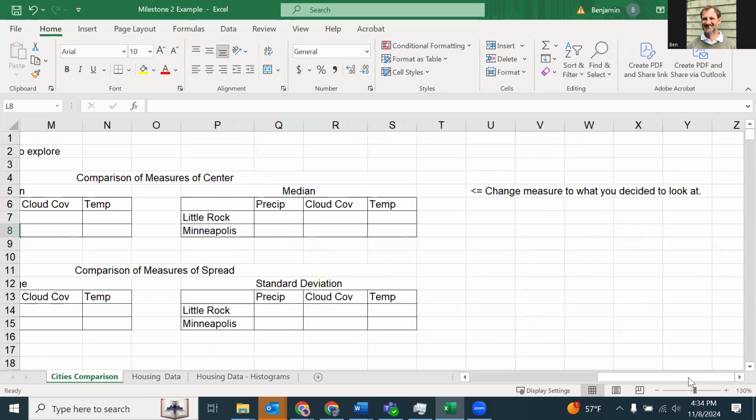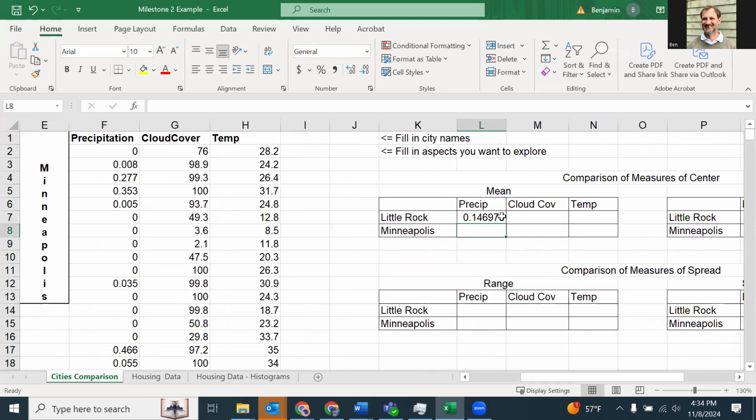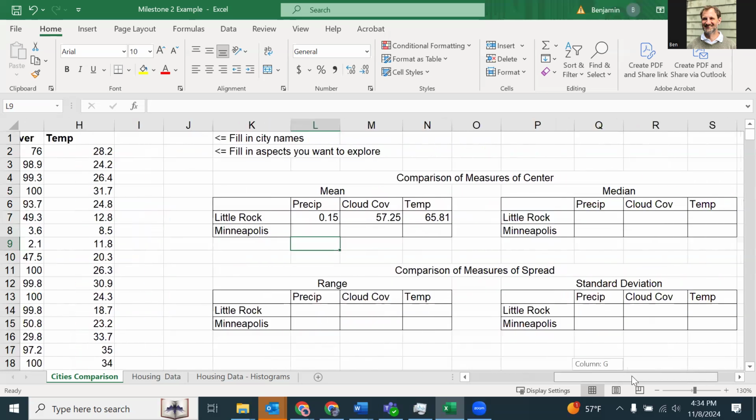Then I should be able to autofill to the right because cloud cover is next to it and temperature is next to it. So you can use some autofilling here. Do round. There's no point in having 400 decimal places flying around. You're not going to be able to autofill down because Little Rock and Minneapolis are in different places on the sheet.